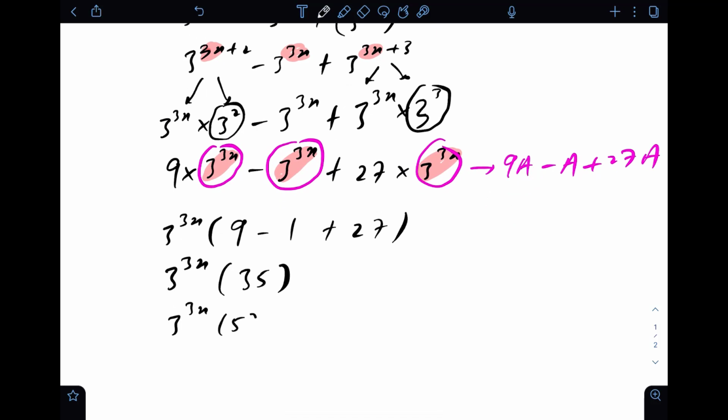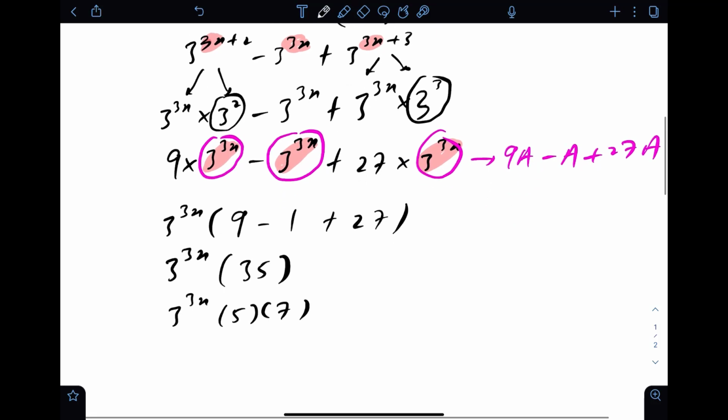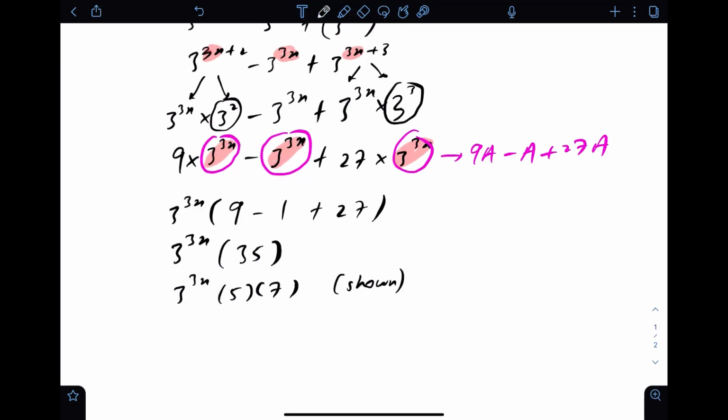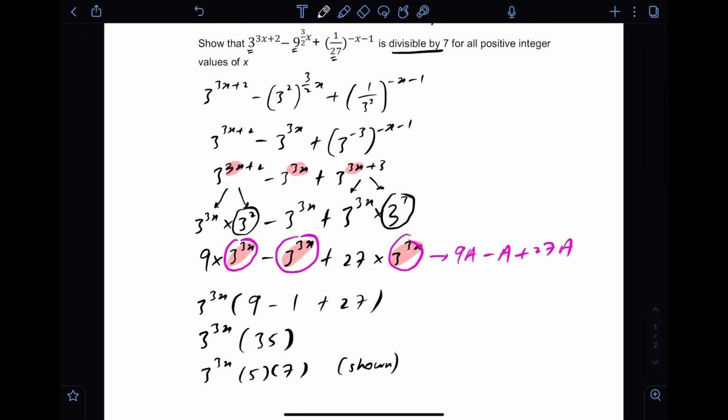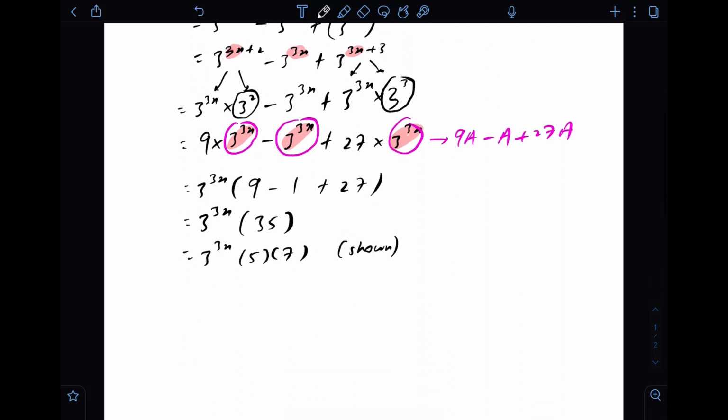Replace it now with 5 times 7. And this shows that we are able to now divide the entire expression by 7. By the way, please do not forget to put equal signs. This is our final answer, whereby we are able to show 7 here in this entire expression. Therefore, the expression is divisible by 7. Full stop.